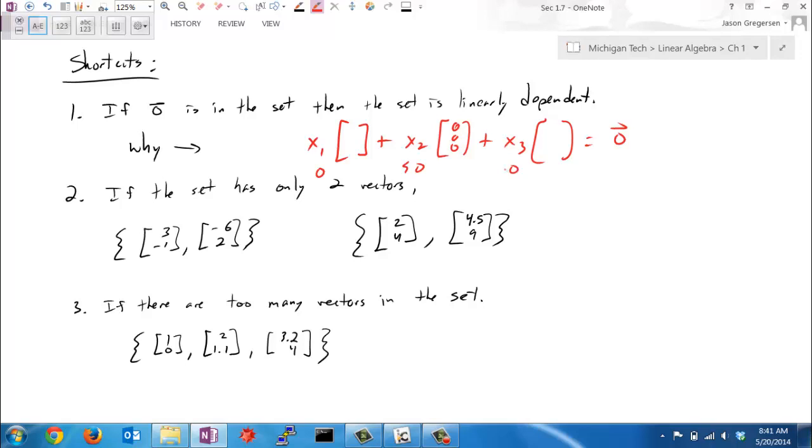All right, 2. If the set has only 2 vectors, there's a shortcut. Find out whether they're an independent set or a dependent set. What's a shortcut if there's only 2 vectors in our set? See if there's a scalar. Absolutely. Seeing if there's a scalar. If they can multiply one to get the other, then they have to be linearly dependent. And they're only linearly independent if they're not multiples of each other. Because remember, for this thing to be independent, they can't be linear combinations of each other. But there's only 2.